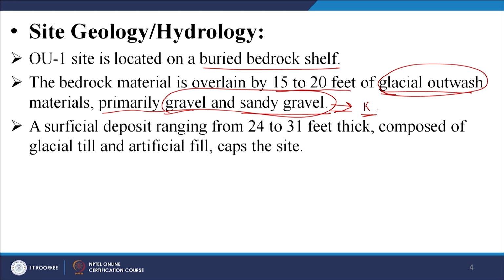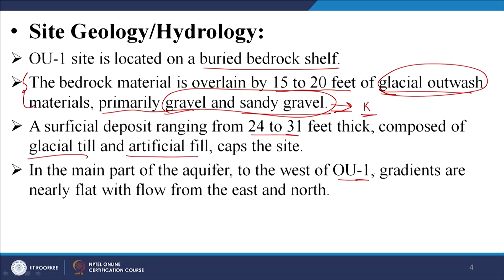Above that, it seems you have around 25 to 30 feet thick glacial till and artificial fill above this particular layer. Again, we are going to look at the relevant figure, but keep in mind that we have a considerable zone that is highly permeable, a zone with high hydraulic conductivity, right. So that is something to keep in mind. And in the main part of the aquifer to the west of this OU1, gradients are nearly flat with flow from east to the north. Again, we are going to look at this particular case.